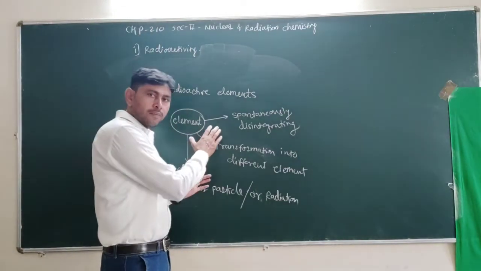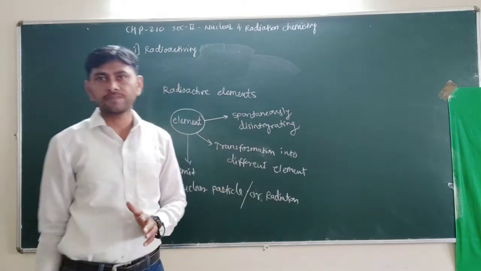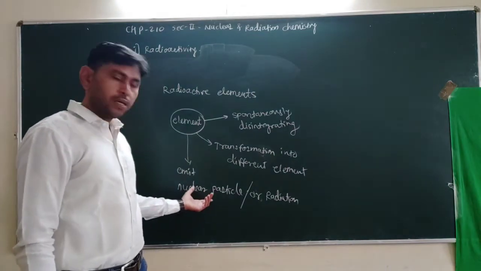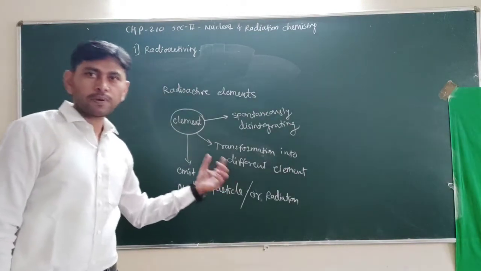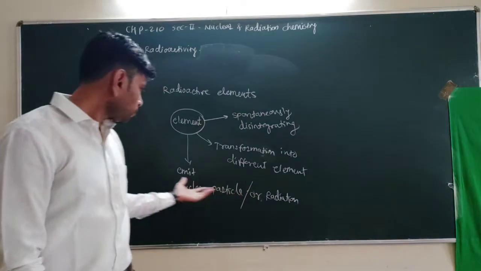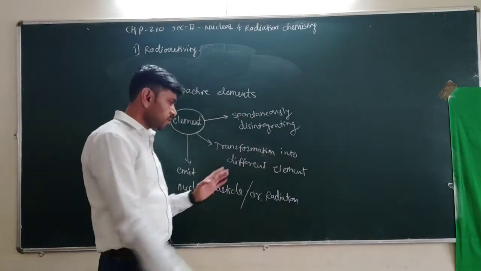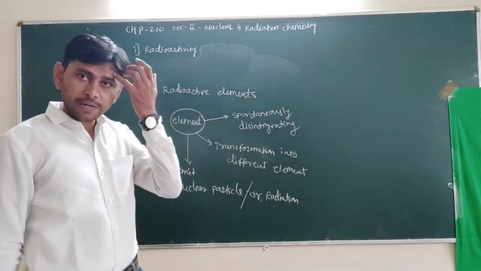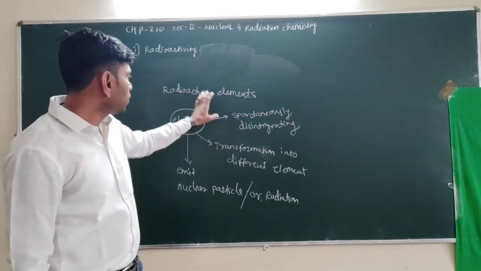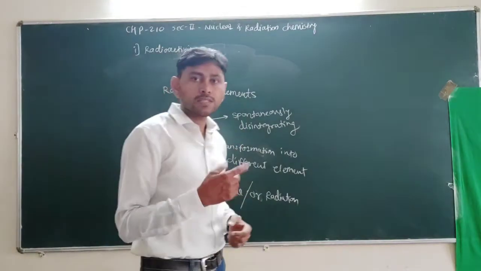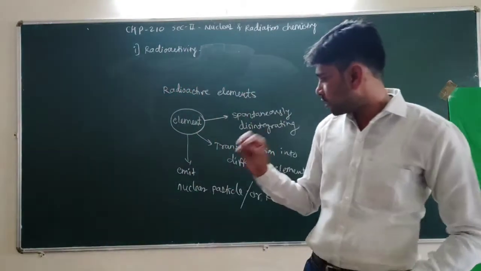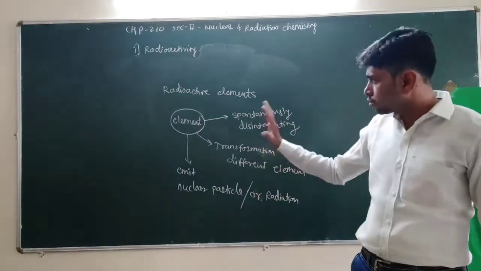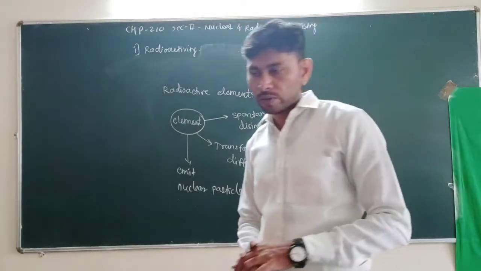Non-radioactive elements cannot disintegrate spontaneously. They can't emit such kinds of particles or radiations. So they don't emit radiation, don't emit particles, or transform into different elements. Transformation into a different element is one of the properties of a radioactive element. Spontaneous disintegration is the property, and in the process they emit some kind of nuclear particle or radiation. So such elements are called radioactive elements.